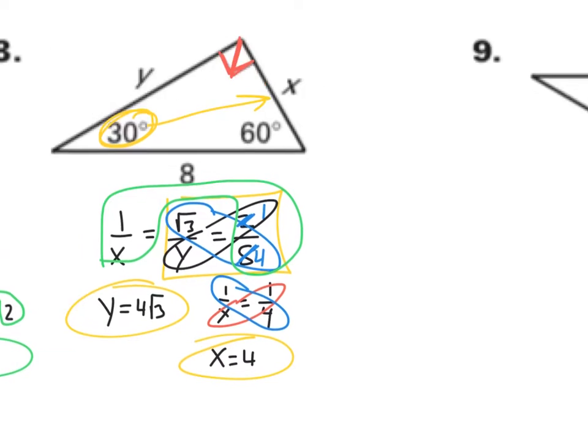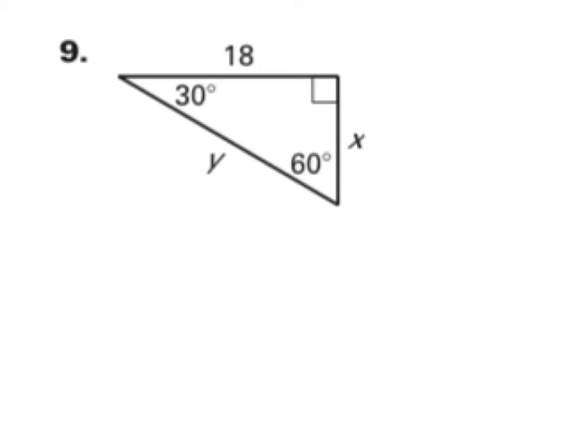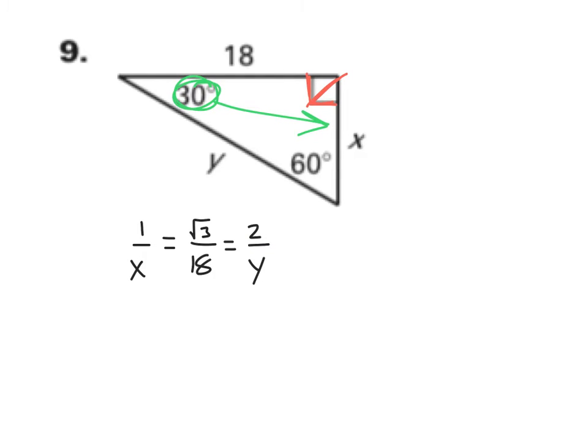Let's take a look at number 9. For number 9, again, setting up my proportion. 1, square root of 3, 2. Opposite the 30-degree angle is my short leg, x. The right angle points to the hypotenuse, which is y. And 18 is then the long leg. Okay, there's my proportion.